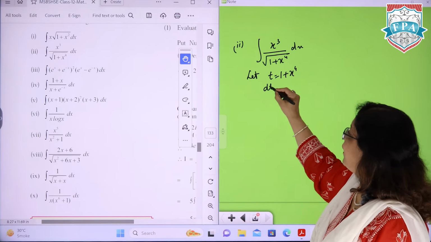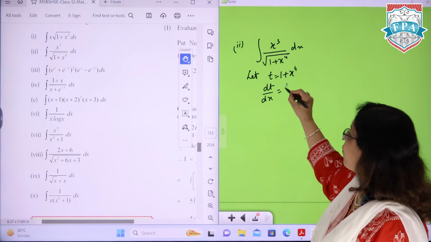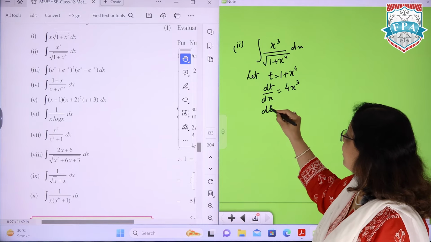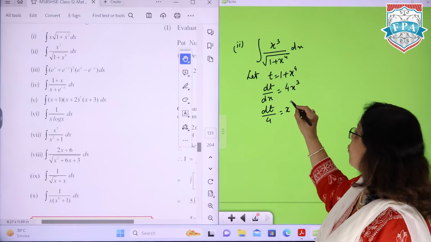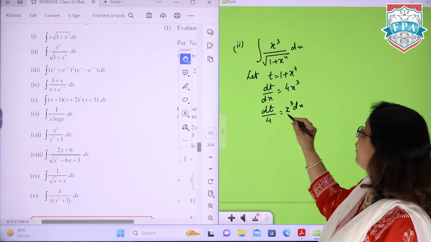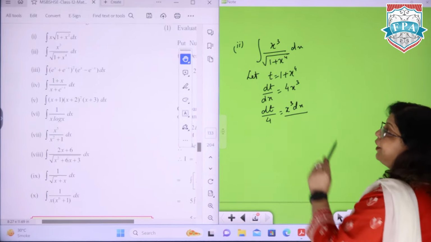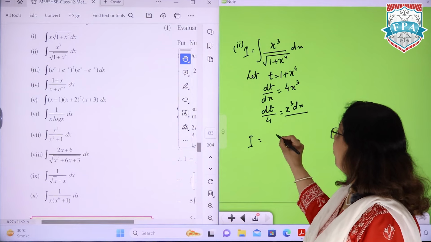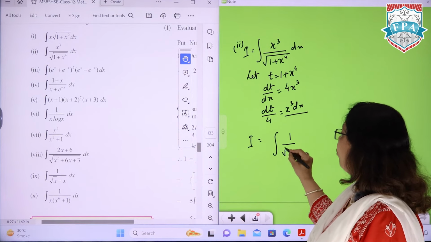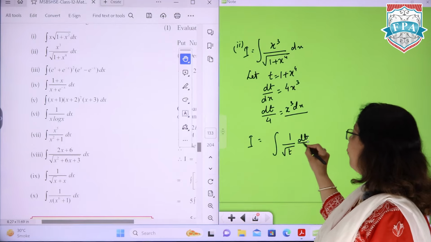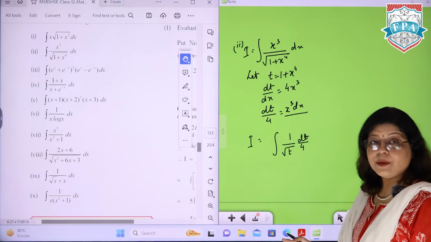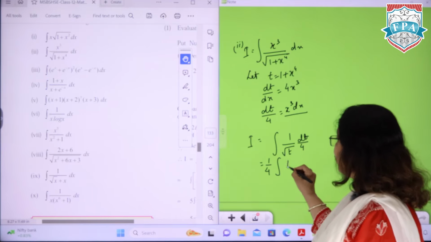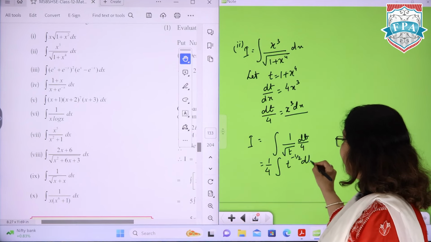So dt by dx is 4x cube. Here we are simply differentiating. So dt upon 4 is x cube dx. Now this numerator can be replaced by dt by 4. So your question I is now equal to integral 1 upon root t dt by 4. Now it has become very simple. So this will become 1 by 4, 4 is constant over here, t to the power of minus 1 by 2 dt.